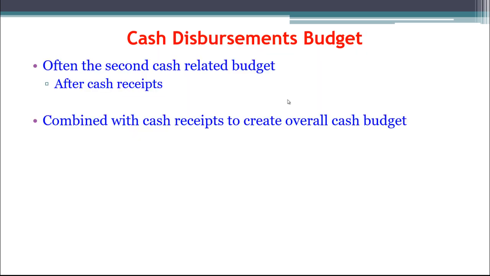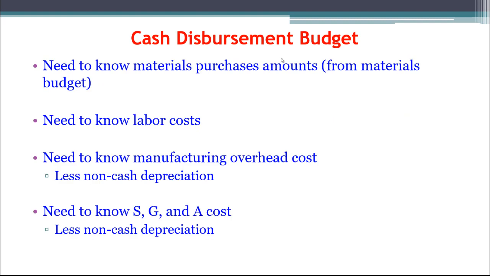So now let's take a look at the cash disbursements budget. This is after the cash receipts generally, and then again we combine this with the cash receipts budget to prepare the overall cash budget. So with cash disbursement, there tends to be many more cash disbursement items we make as opposed to cash receipts. Usually cash receipts is just simply collections from customers, but there are a lot of reasons we might need to pay money.